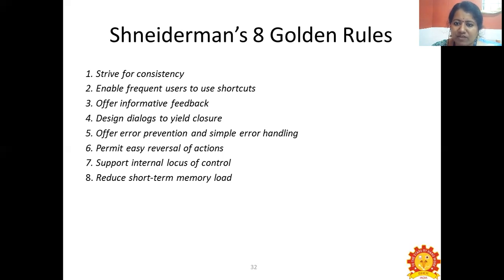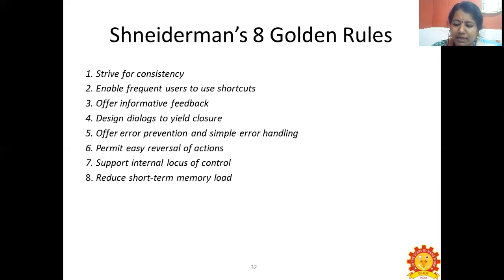The first, strive for consistency. Enable frequent users to use shortcuts, offer informative feedback, design dialogues to yield closure. Offer error prevention and simple error handling. Permit easy reversal of actions. Support internal locus of control. Reduce short-term memory load.